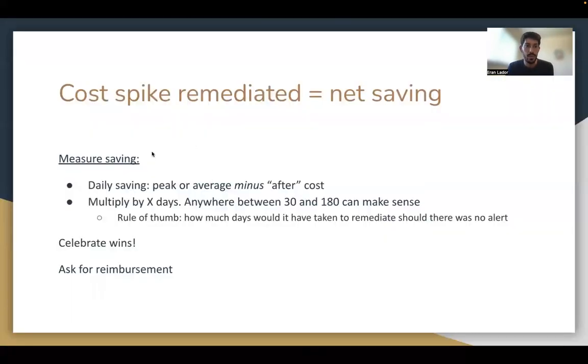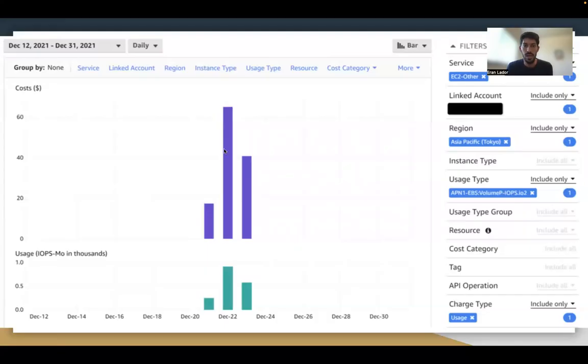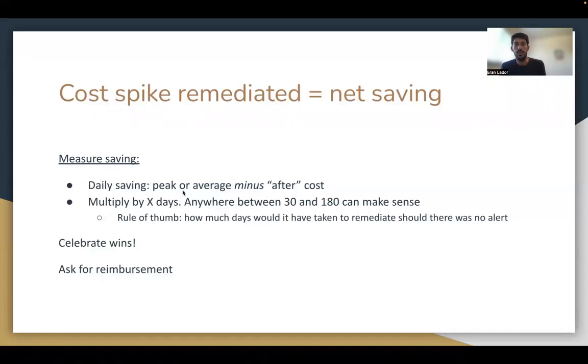And so we want to measure it. Basically, if it weren't for alerts, the costs were running at $60 per day. So we want to claim this as a win. We want to claim this as a saving. So $60 a day, for example, multiplied by the number of days, it could be anywhere between 30 and 180 makes sense to me. The question is, how long would it have taken to find this cost anomaly and remediate it without the alerts?